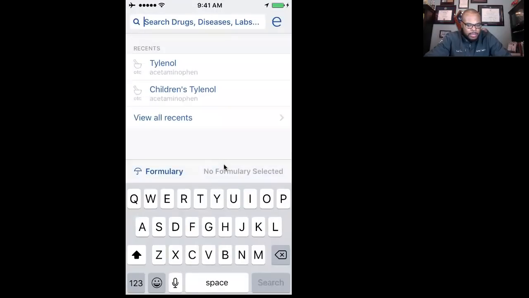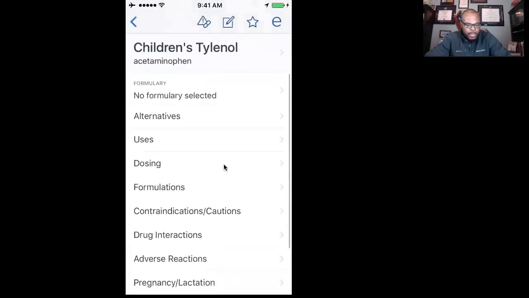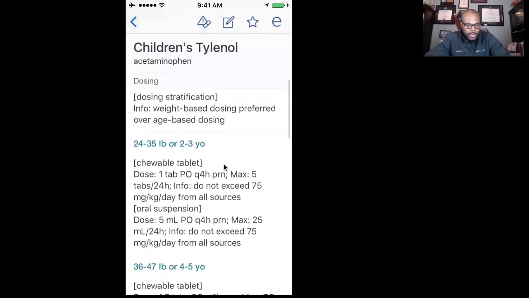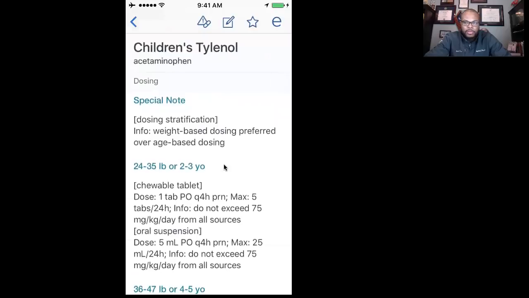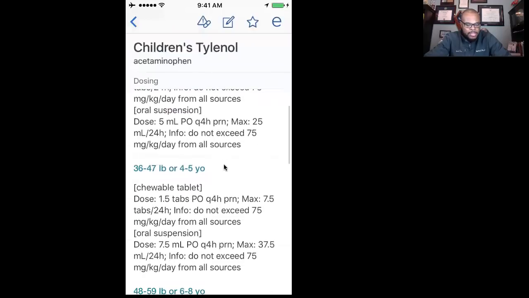So let's look up what I was doing earlier. I was trying to give a kid some Tylenol with codeine. He was, I believe, 6 years old, so I was looking at the pharmacology. You can put a medication in here, and you can look at the dosing. A patient between 24 to 35 pounds, you give them one tab, PO, which means by mouth, every 4 hours, PRN, which means as needed.